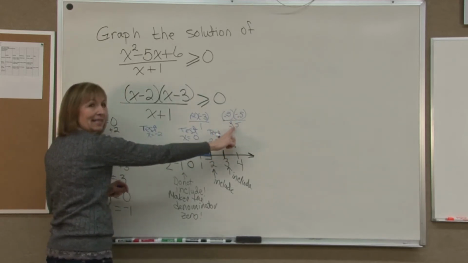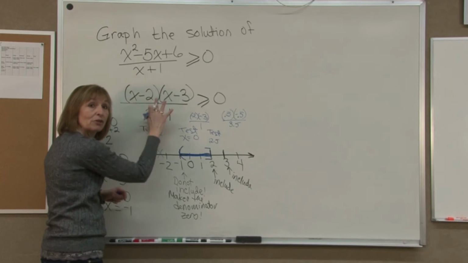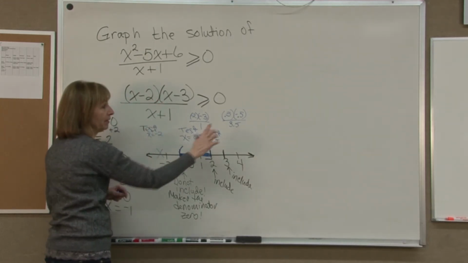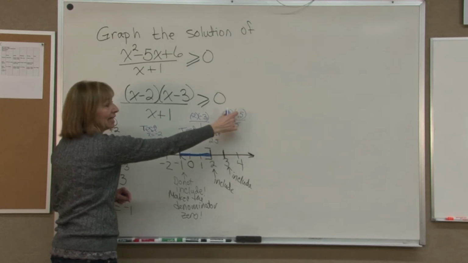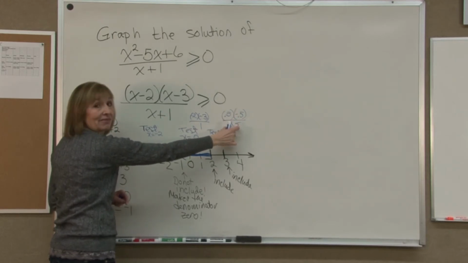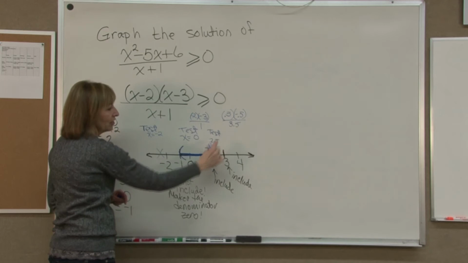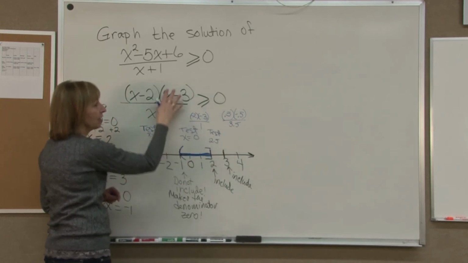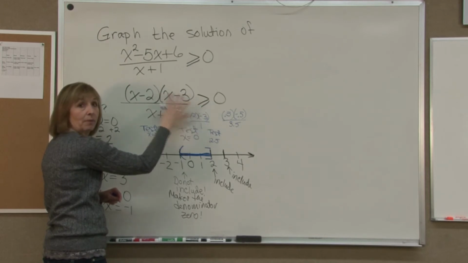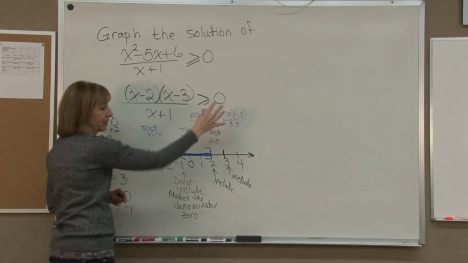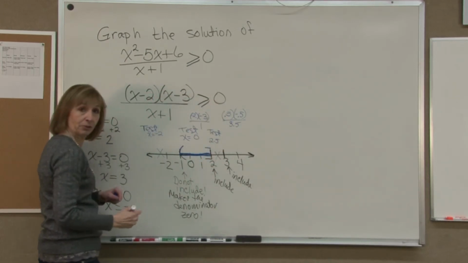And if I just think of the signs, because that really tells me about what I need in terms of my inequality, a positive times a negative is a negative, and a negative divided by a positive is a negative. So in the span of x's here, this would come out to be negative, and remember, for this particular problem, I want this side to be greater than or equal to 0. So that's not going to work.